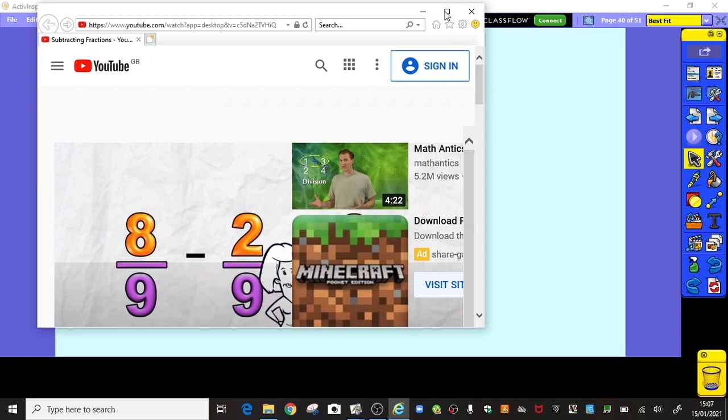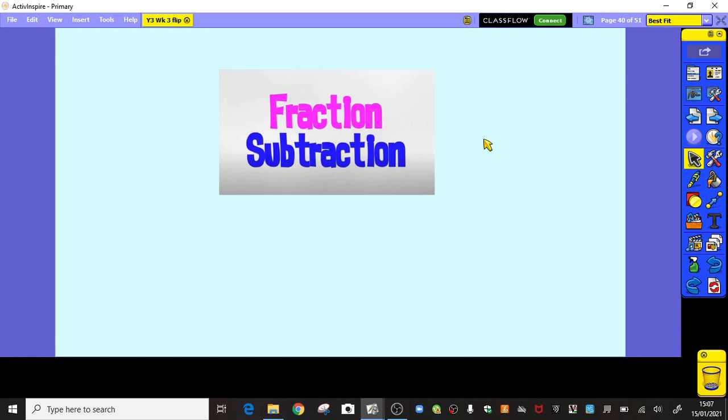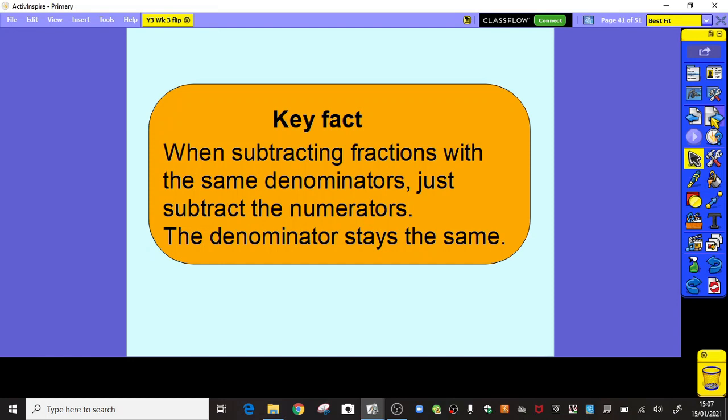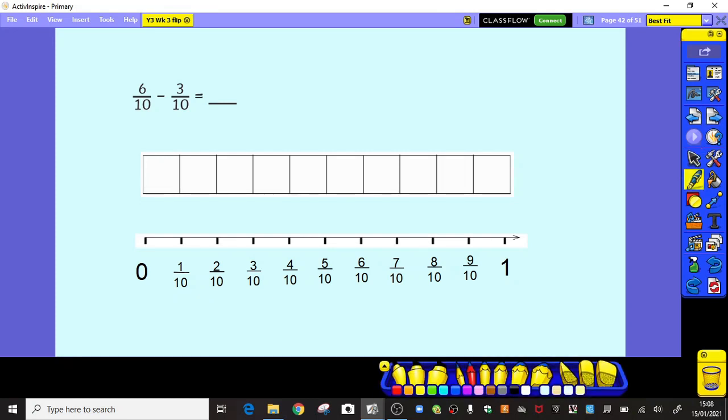Okay, so as they said in the clip, if you can add fractions, then subtraction is very similar. So the key fact to remember is that when we're subtracting fractions that have the same denominator, we just need to subtract the numerators and the denominator stays the same. Now I said we'll need to be able to draw some bar models to help us with this. So I'm going to show you how I do a subtraction calculation on a bar model.